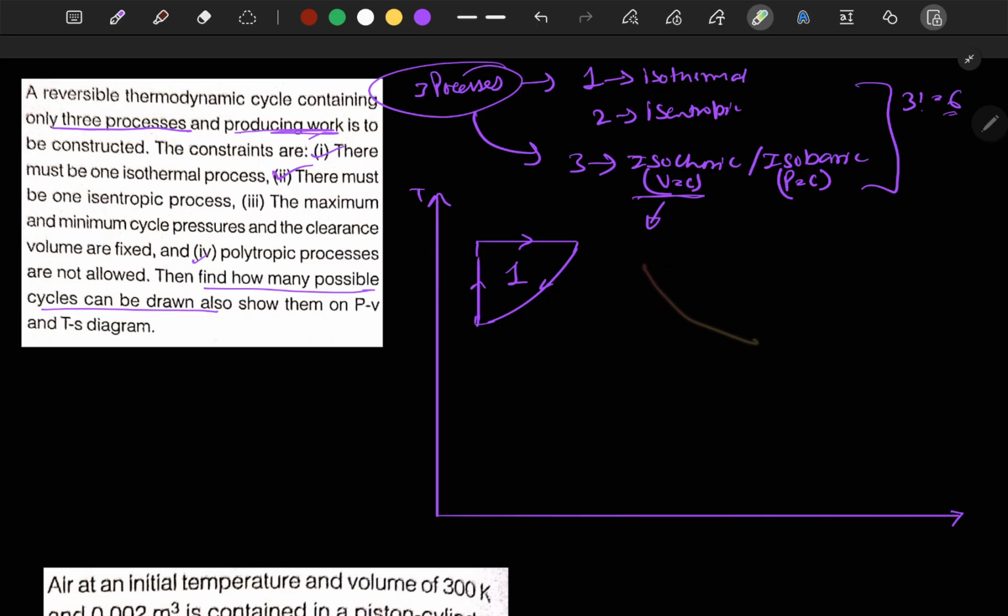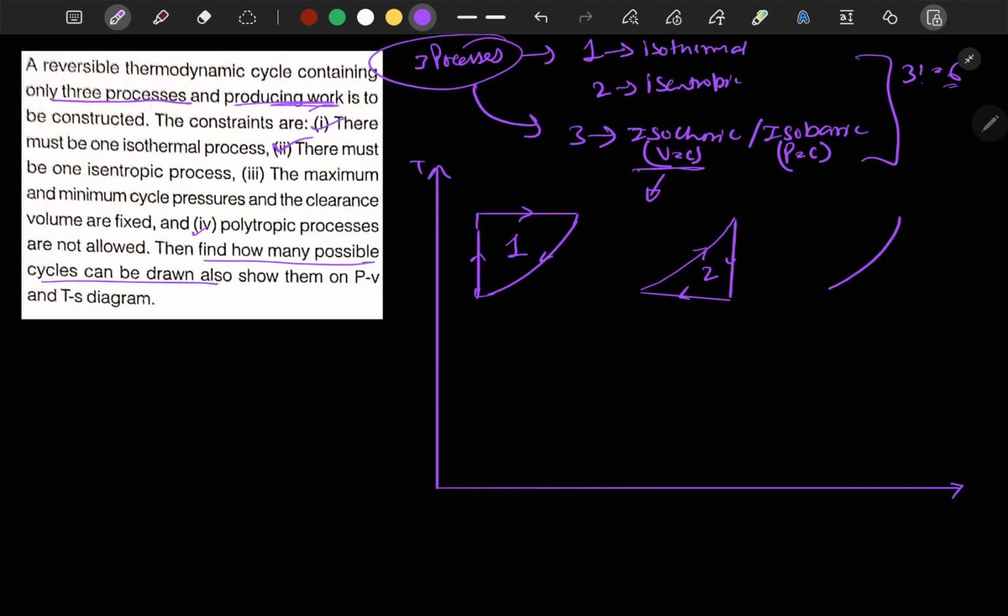Moving on, let's say there is an isentropic process, and then an isothermal process, and then after that a constant volume process. This is the possible second graph. After drawing these two cycles with constant volume processes, you will see that there isn't any other option available.